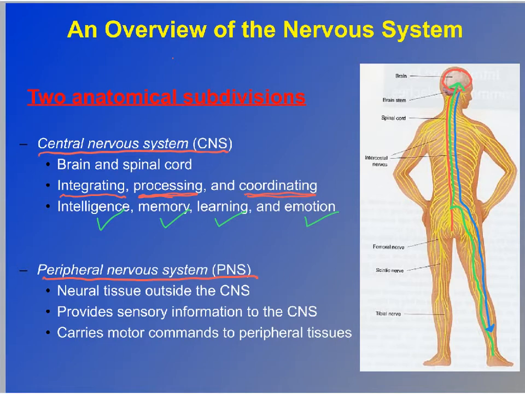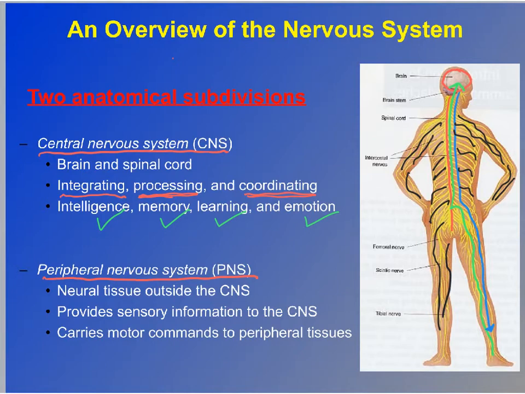The second subdivision of the nervous system is the peripheral nervous system. And the peripheral nervous system is, or includes, all of the neural tissue that doesn't exist in the brain and the spinal cord. So all of these little yellow lines that you see here, all of those are nerves. And nerves are made up of neural tissue. So all of these little yellow lines are part of the peripheral nervous system. So we say that the peripheral nervous system contains all the neural tissue outside the central nervous system.